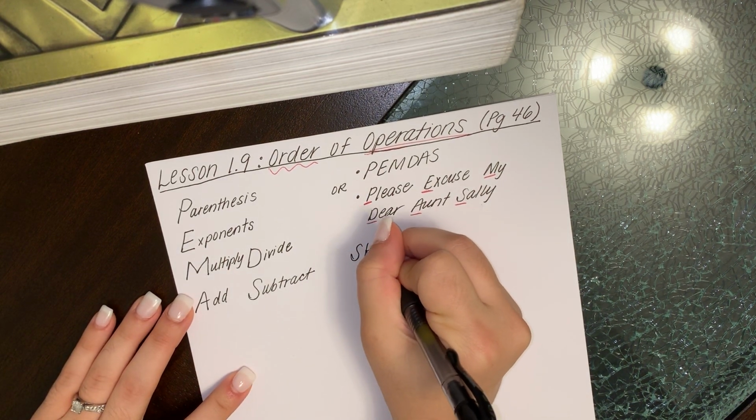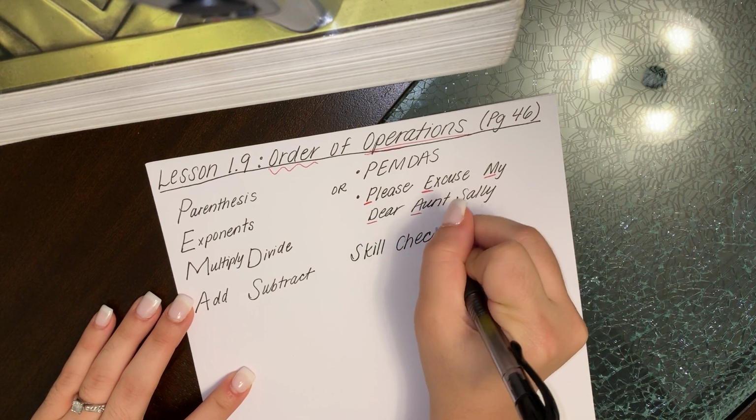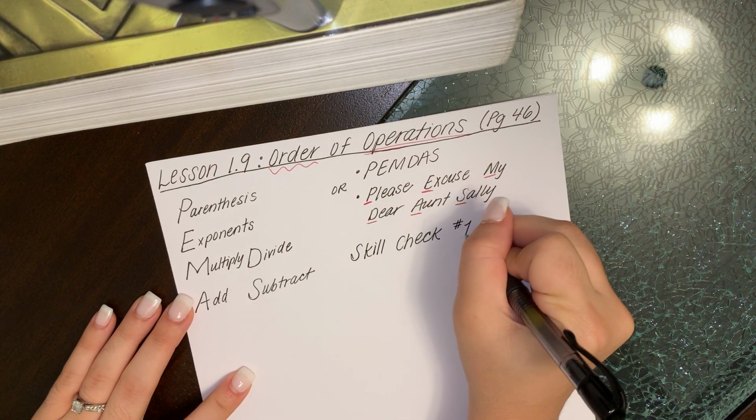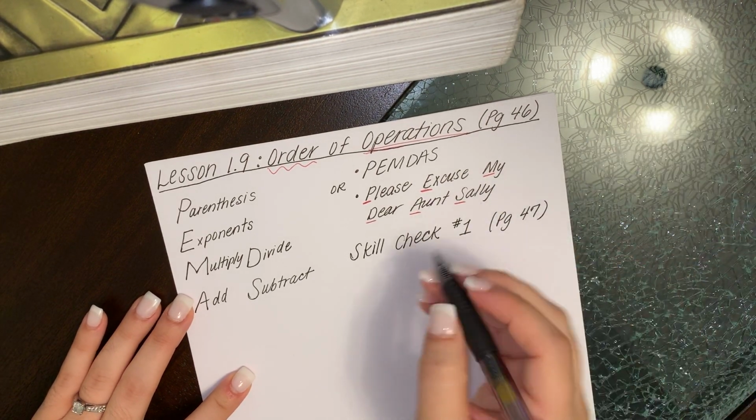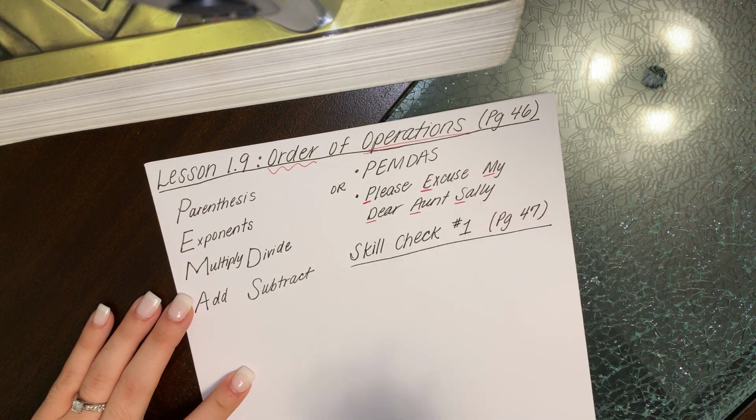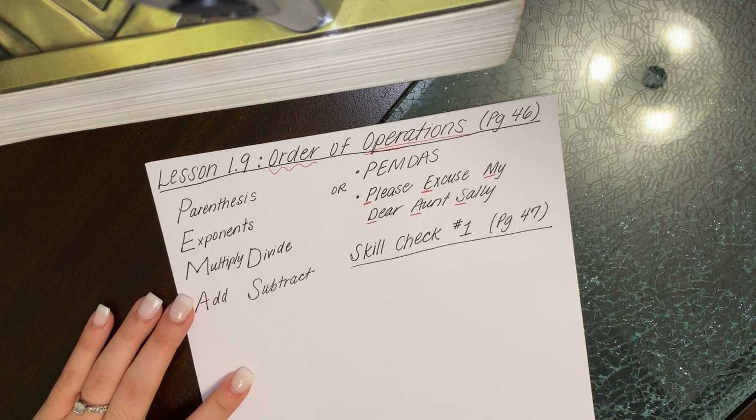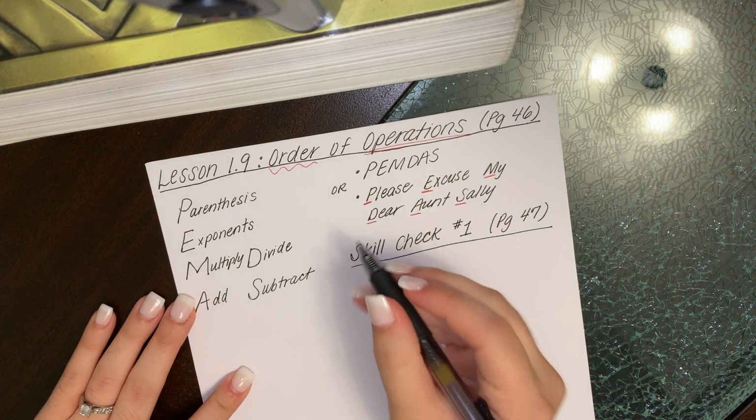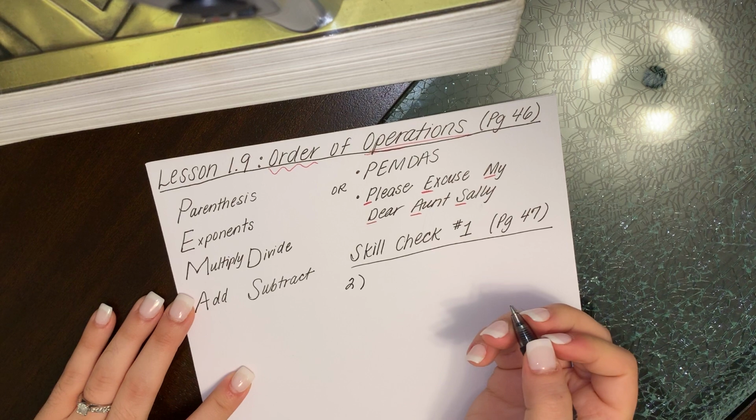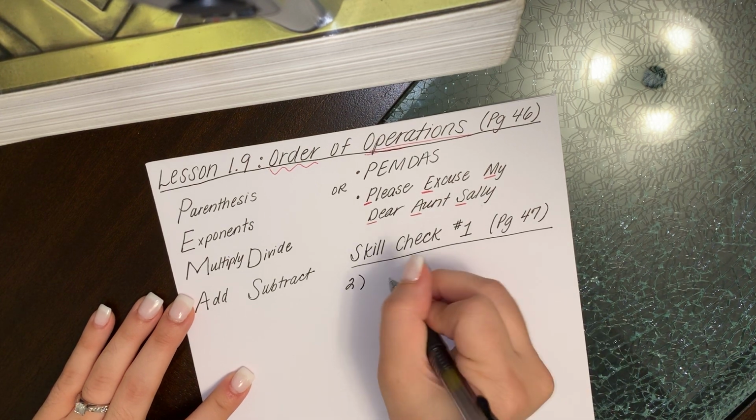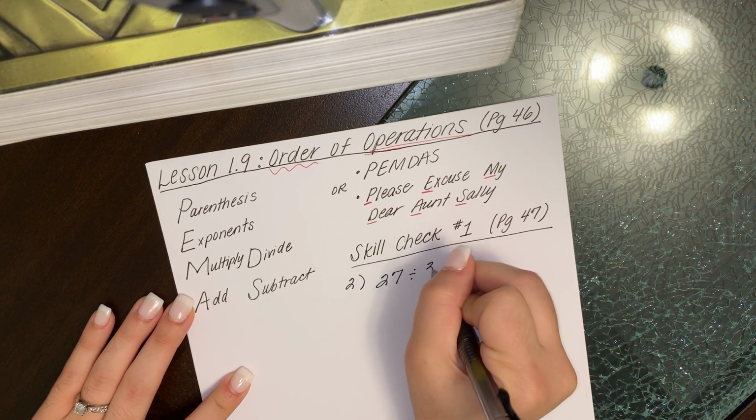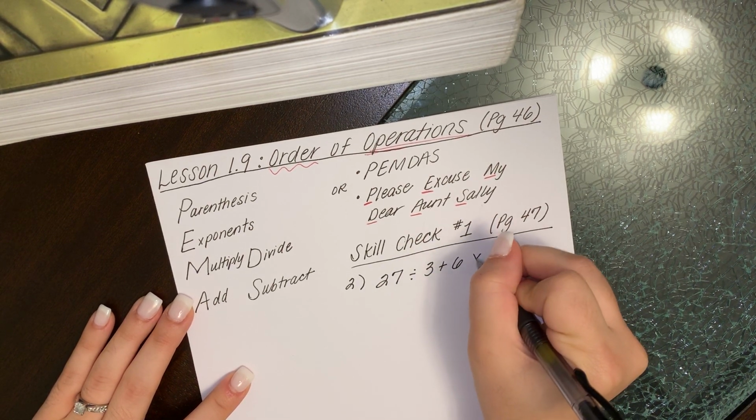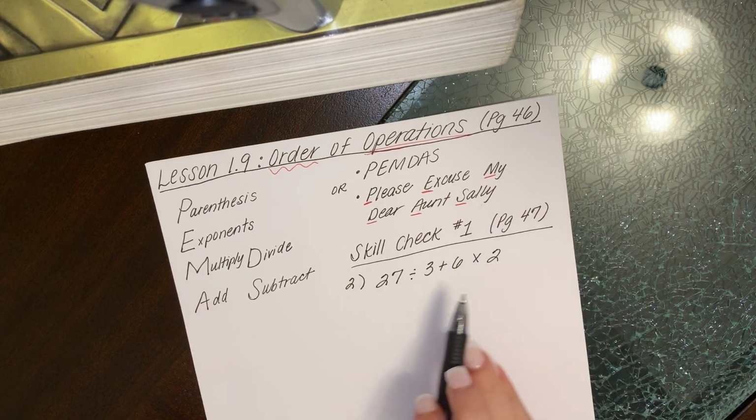If you go to skill check number 1, and this is on page 47. So I'm not going to do all of them. I'm just going to do 2 of them. I'm going to do questions 2 and 3. So I'm going to start off with question 2, which looks like this. 27 divided by 3 plus 6 times 2.